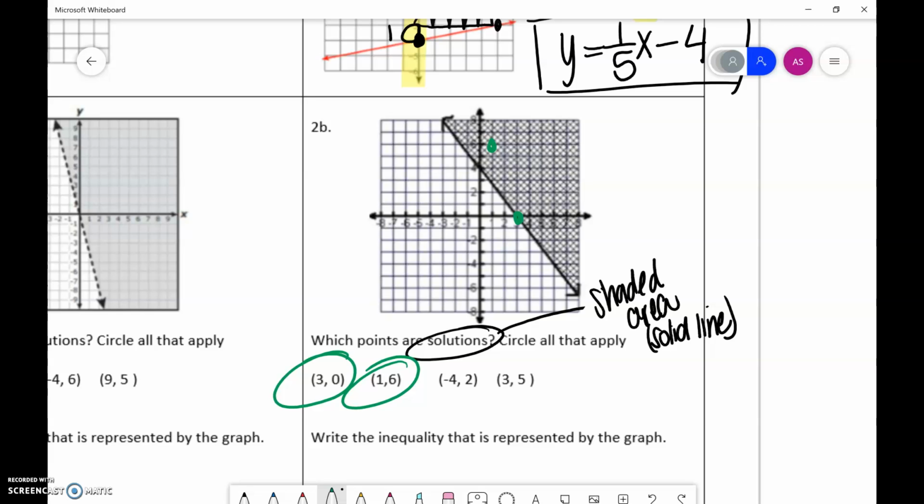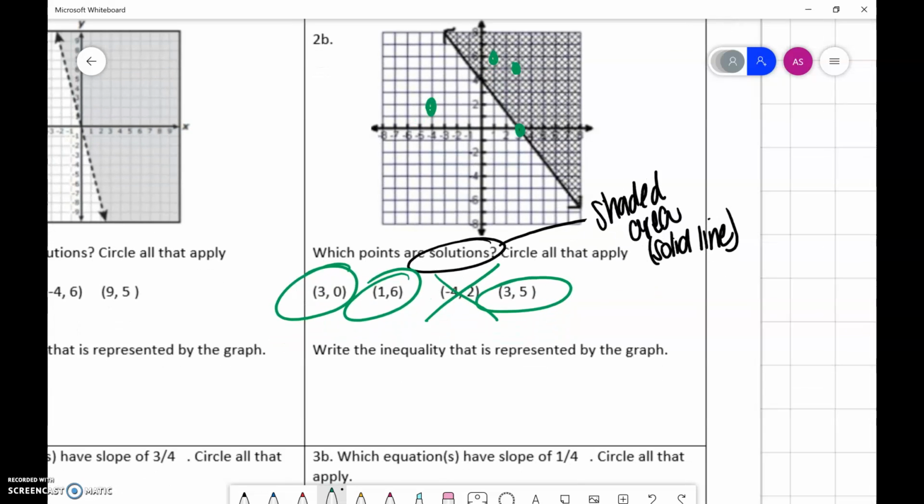We have (-4, 2). So that's not in the shaded area. So I'm going to go ahead and cross that out because it's not a solution. And then we have (3, 5). So that's in the shaded area. So I'm good to go. So we have 3 points here that are solutions and 1 that's not.